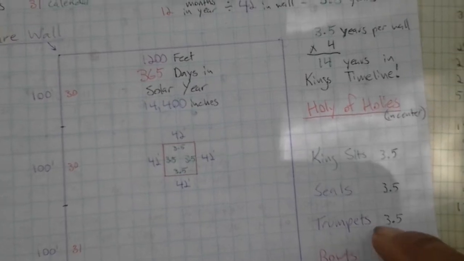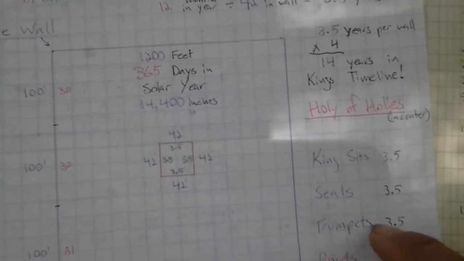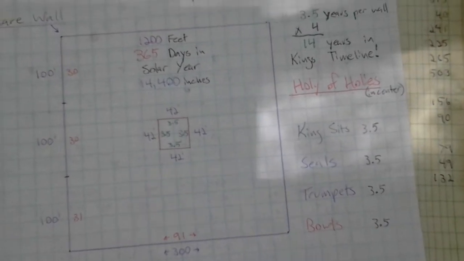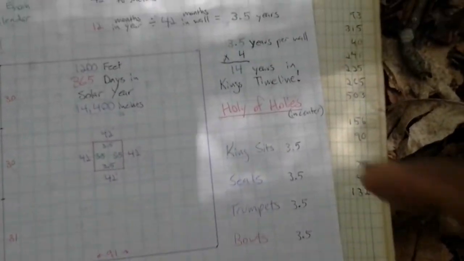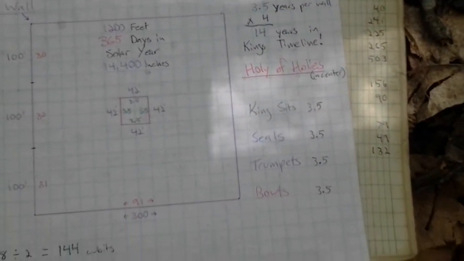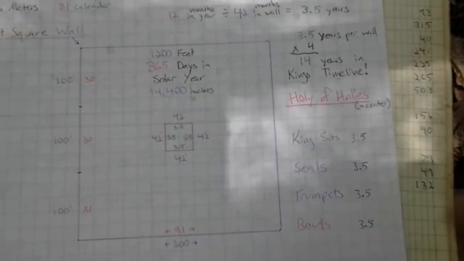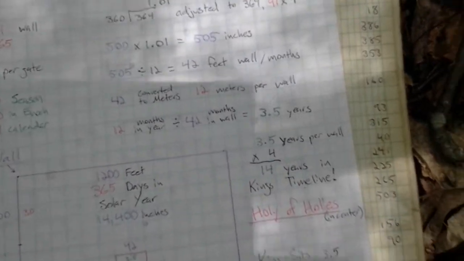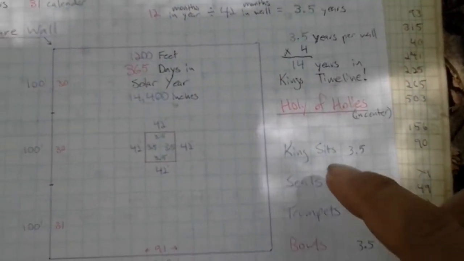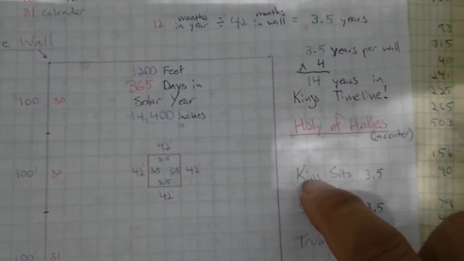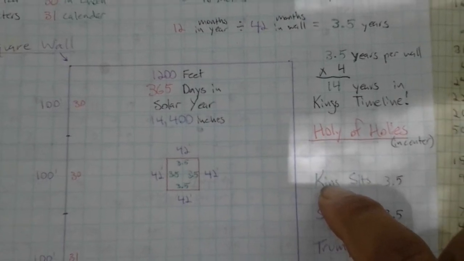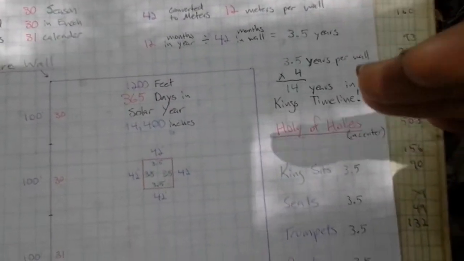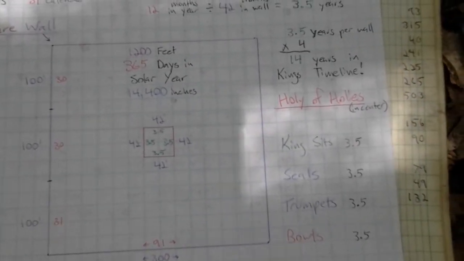Then what you have after that is the trumpets. The trumpets last 3.5 years. After that, you have the bowls. The bowls last 3.5 years. So there's no break in this pattern. There's no year in between. There's nothing else that says, oh, let's skip it. No, this all happens in sequential order. And what I'm telling you is this already happened. The king sat. Okay? And now what's going to happen is everything else is going to happen in sequential order.